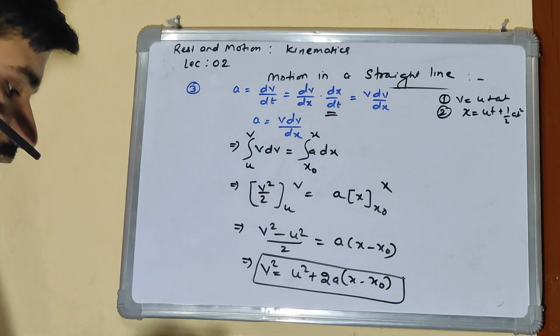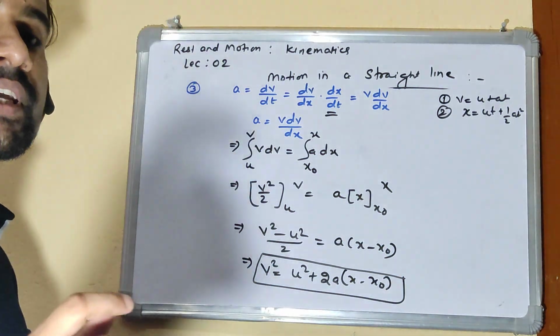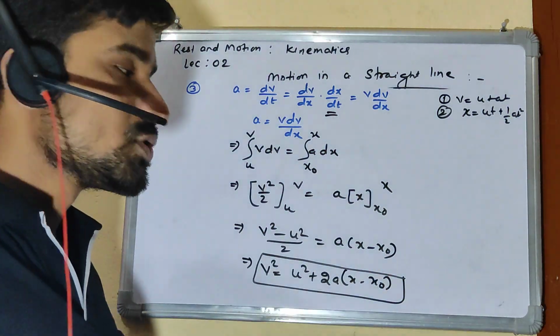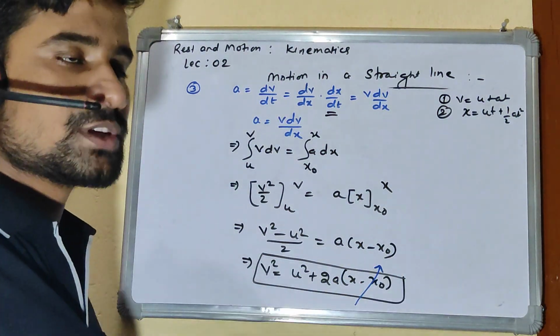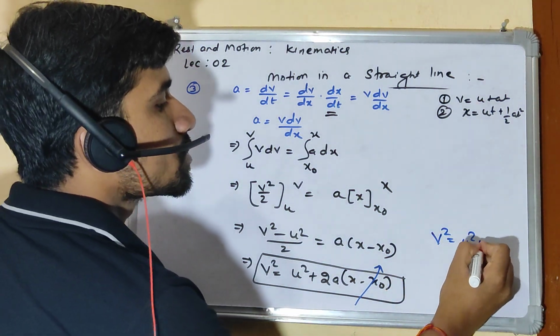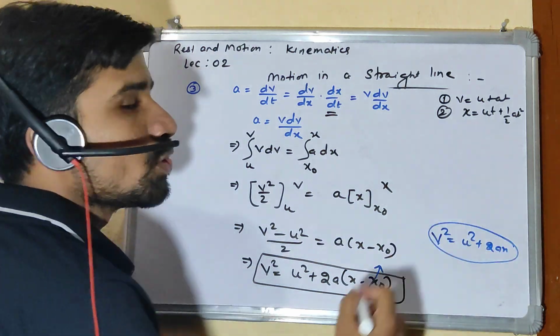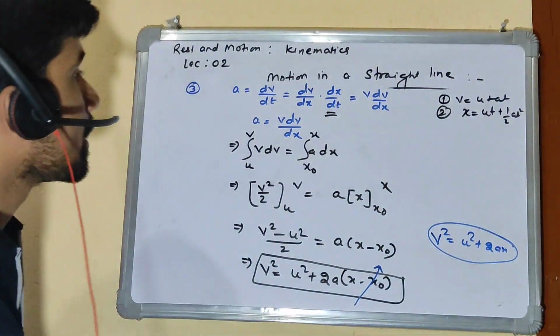Again notice here that I have taken a quantity called x naught, which indicates position at time equal to 0. So if my particle is at origin at time equal to 0, I can simply say v square equal to u square plus 2ax, which you all know, which is the third equation of motion. Let's write all three together now.